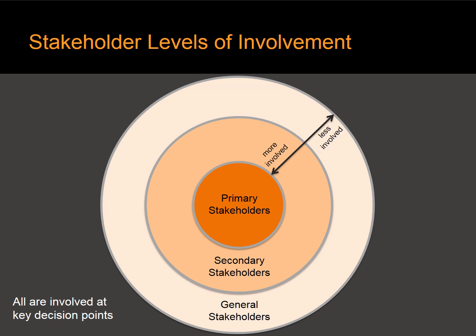Here we see again our 3 levels of stakeholders. Again, the primary stakeholders, secondary and general stakeholders, some of which are more involved than others. What we'll be doing in this exercise is trying to identify who is in the 3 circles and how they're going to be involved.